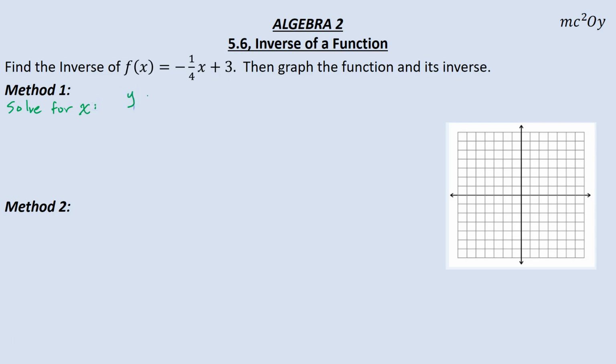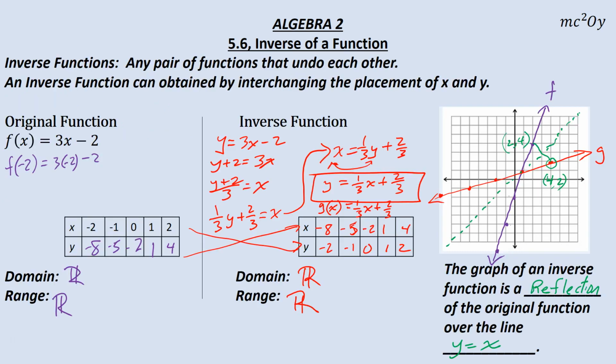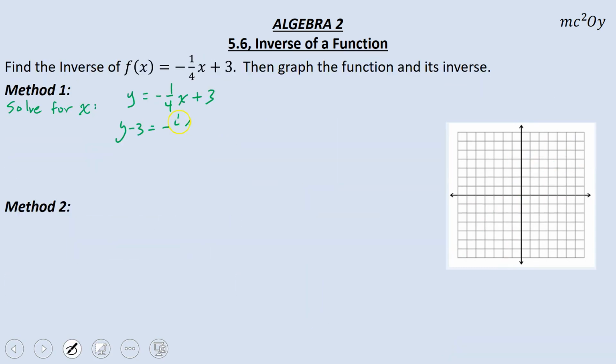So I could change f of x to y: y equals -1/4 x plus 3. I can solve for x, so subtract 3. Then multiply both sides by -4, so I get -4 times (y minus 3) is equal to x. And then, after I do that, I can switch x and y.